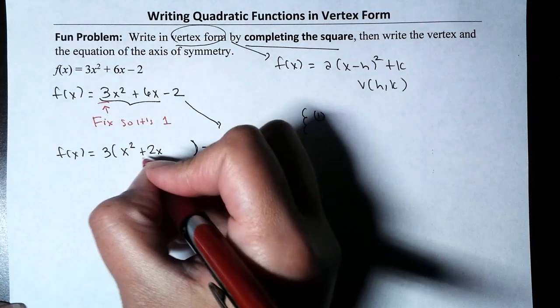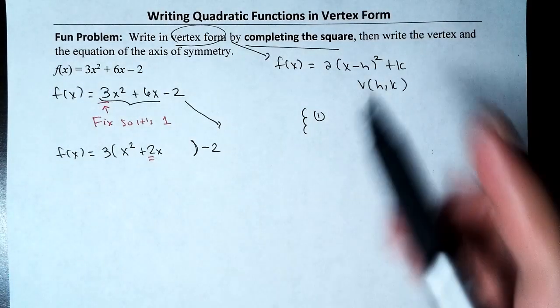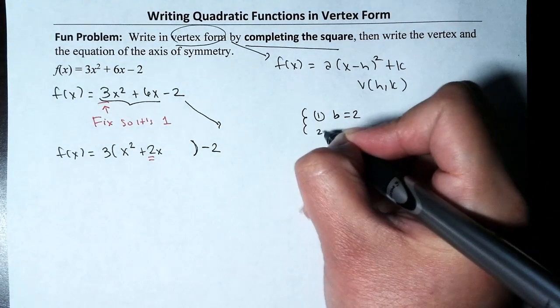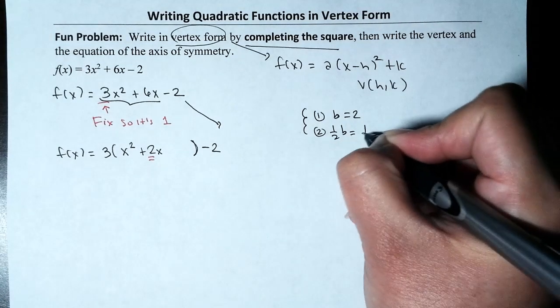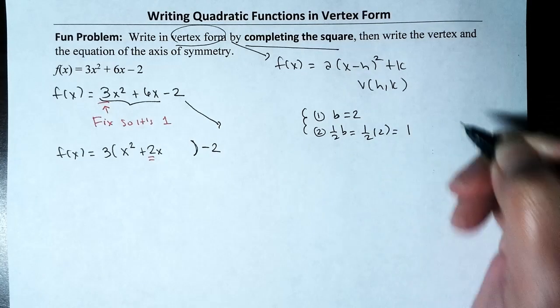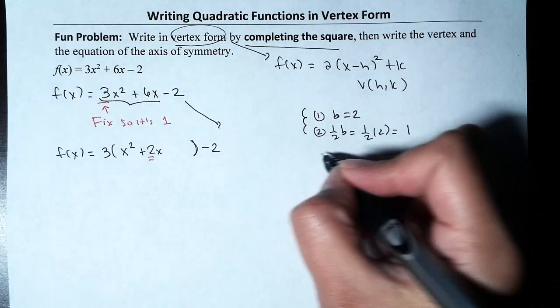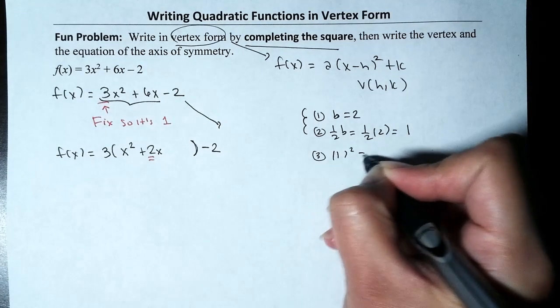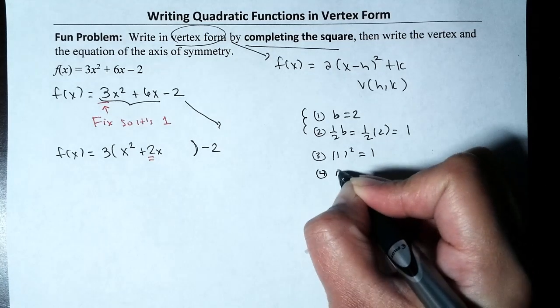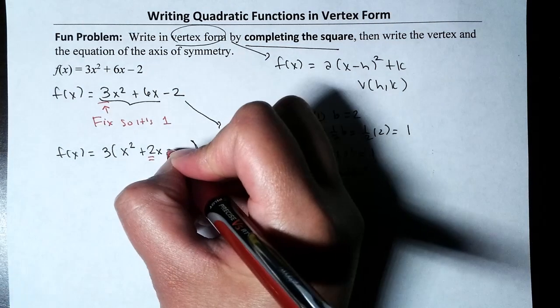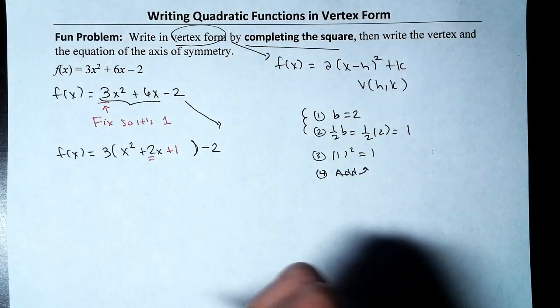So the value of b is the coefficient of the x term. So the value of b is 2. To complete the square, let's identify b, 2, multiply it by 1/2, or some instructors will say divide by 2, same difference. 3, square the result, and then 4, add the result. So we're going to add 1.